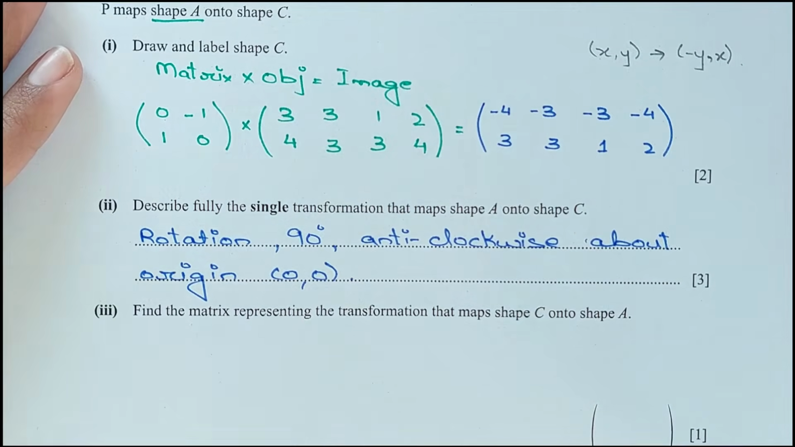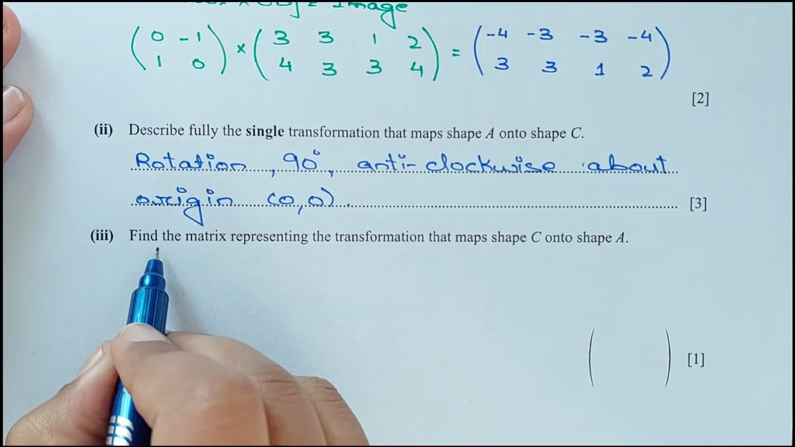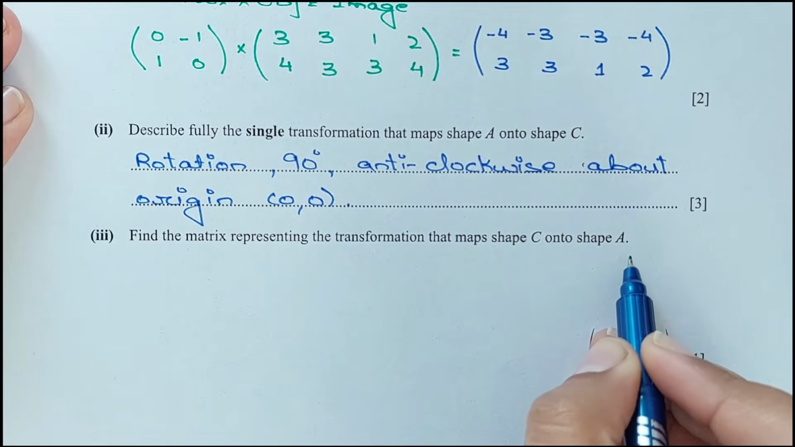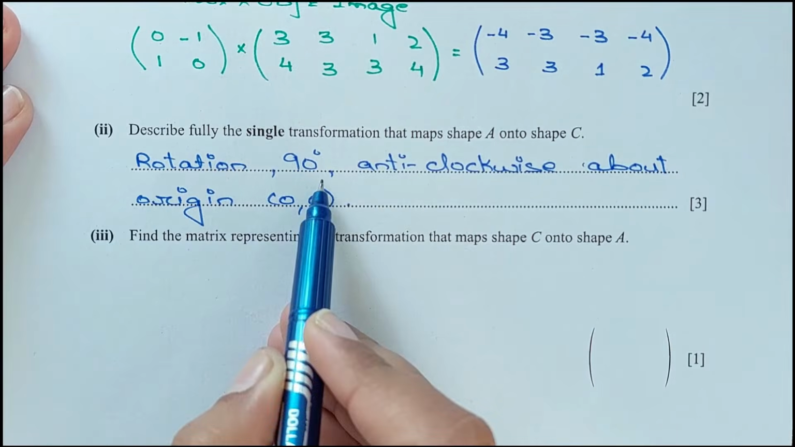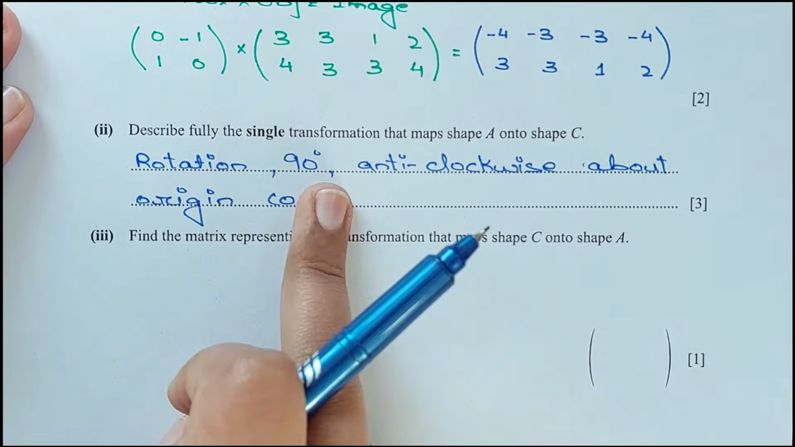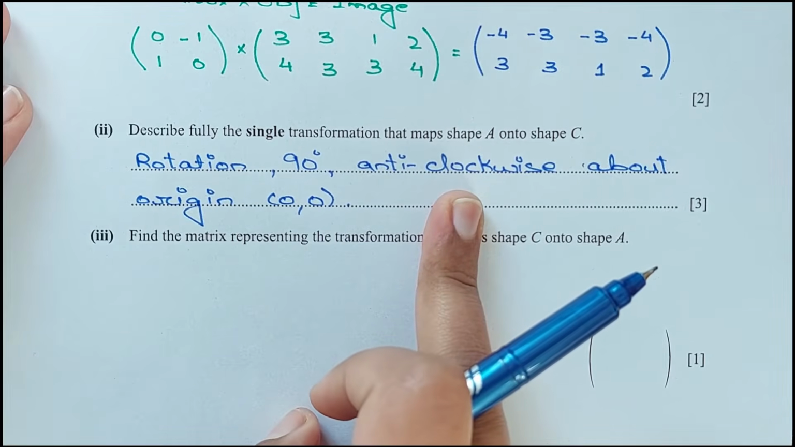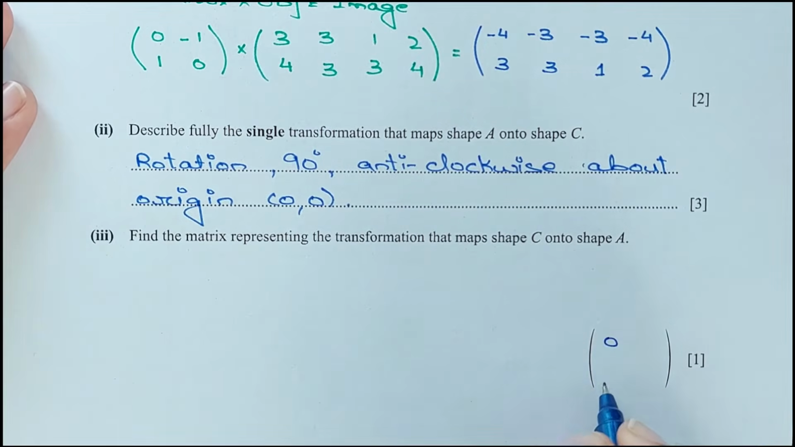Now for the third part, find the matrix representing the transformation that maps shape C onto shape A. So we have to find the matrix for the transformation that maps shape C onto shape A. Shape A onto C is rotation 90 degree anti-clockwise about origin, and C onto A is rotation 90 degree clockwise about origin, and the matrix representing 90 degree clockwise rotation is 0, -1, 1 and 0, right?